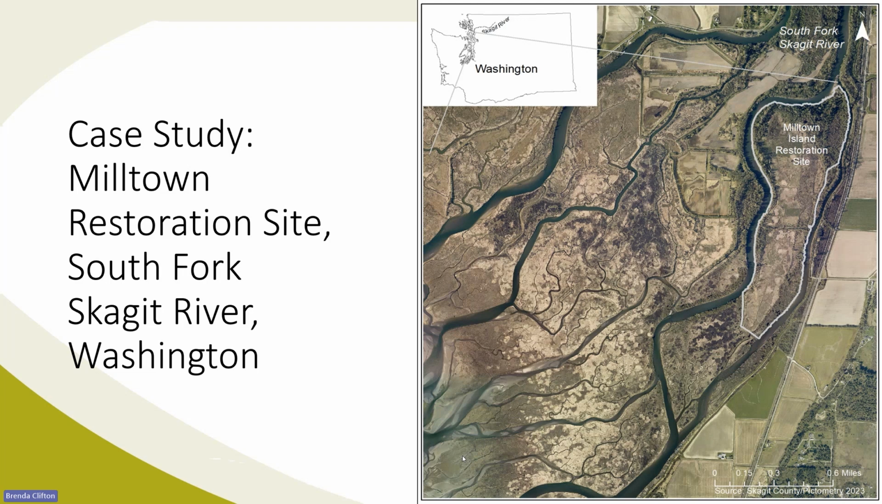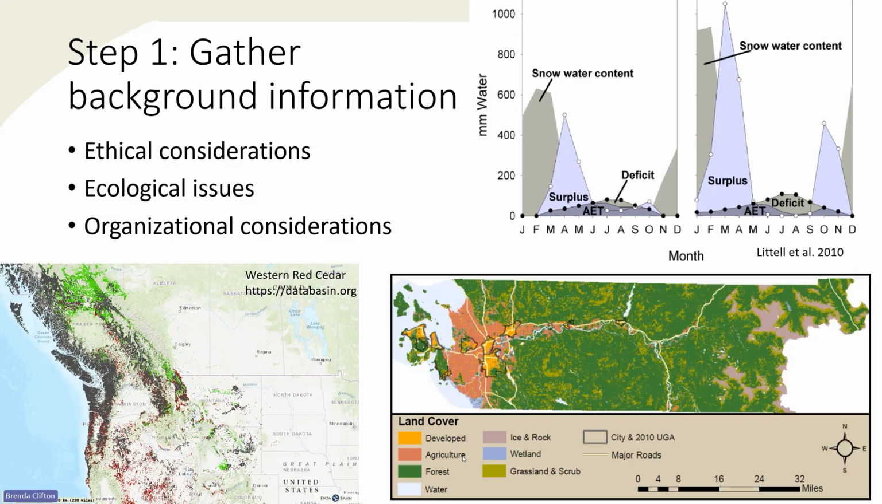So this island had been farmed and diked for many years, but last summer the Department of Fish and Wildlife had a construction project where they breached the levee in many spots and cut in a bunch of channels so fish could access the site. Now we are planting along these channels. The first step in the decision tree is to gather background information.